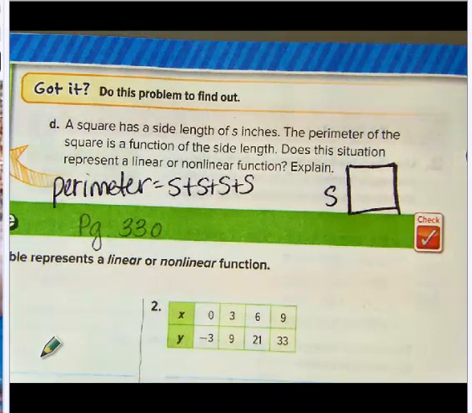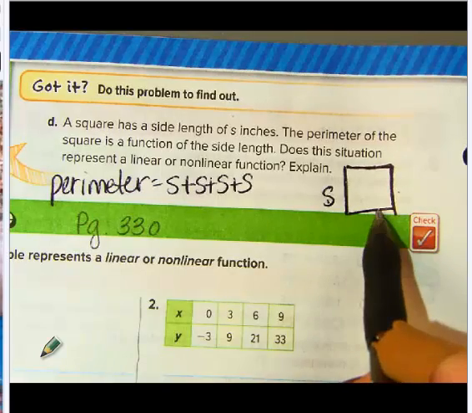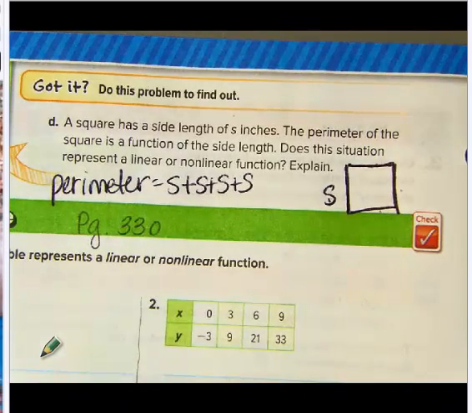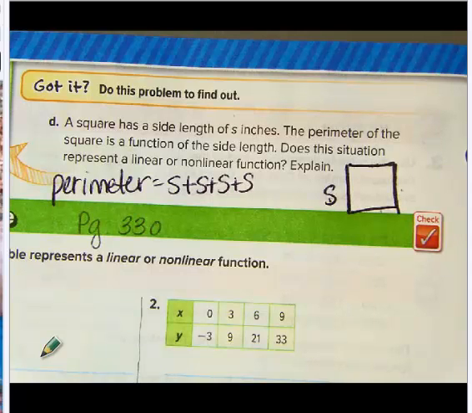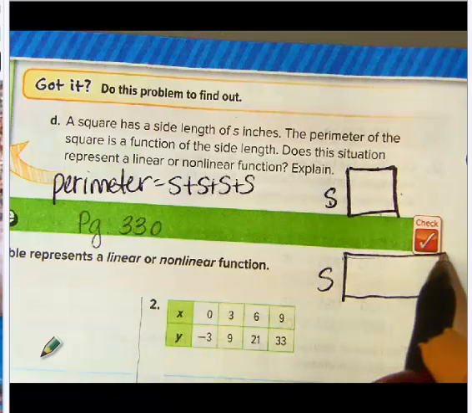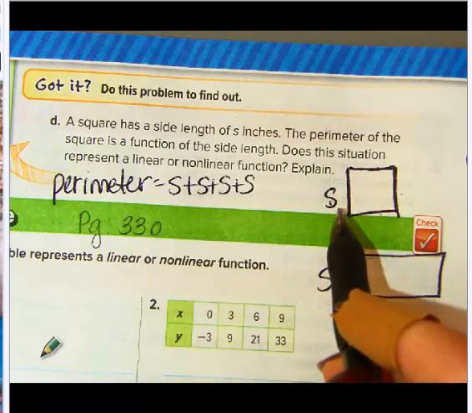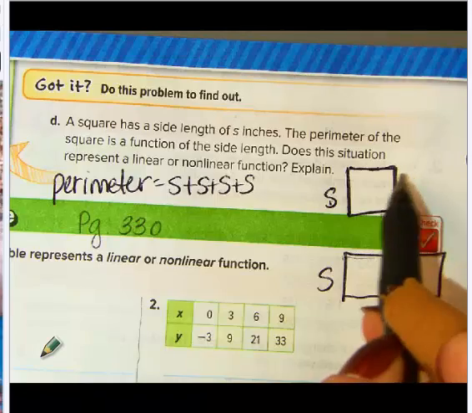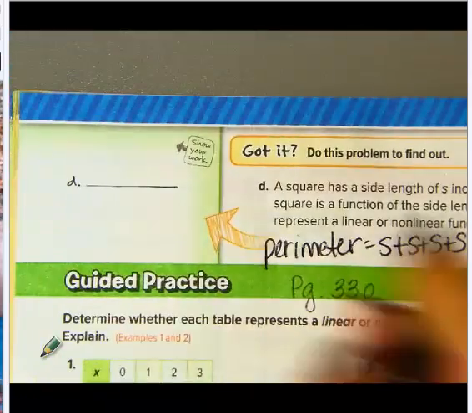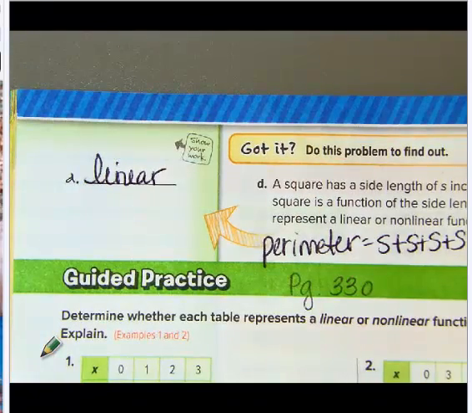So am I increasing by the same amount? Am I going up by the same amount for each side? Well, hopefully you know that this side is S, this side is S, this side is S, this side is S. Therefore, it does increase by the same amount each time because it increases by an amount of S. If it were a rectangle, it would not be linear because a rectangle, this side might be S, but obviously this is not going to be the same amount because it's a longer side. So it would not be linear. But a square has the same amount on each side. Therefore, it is linear. And it's linear because it increases by S each time to get the perimeter.